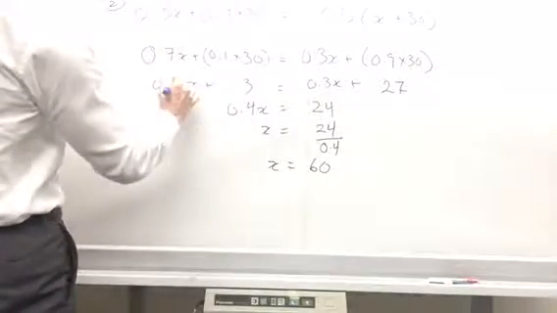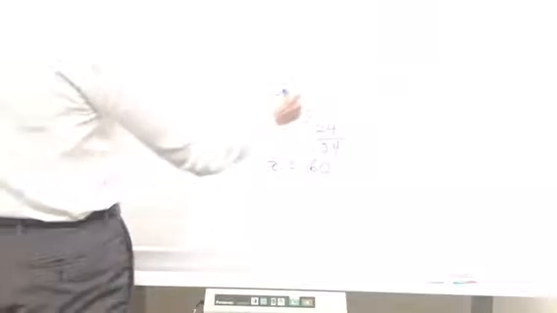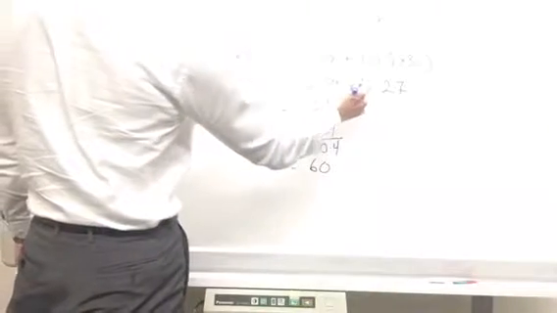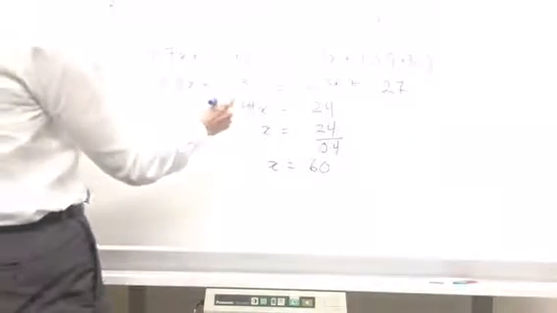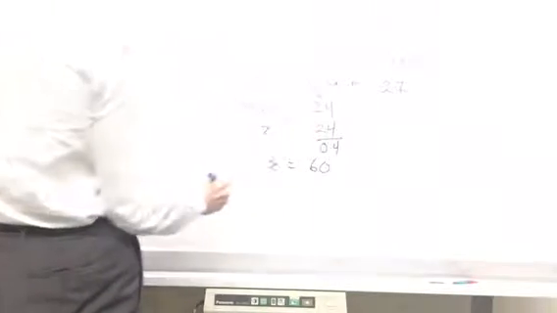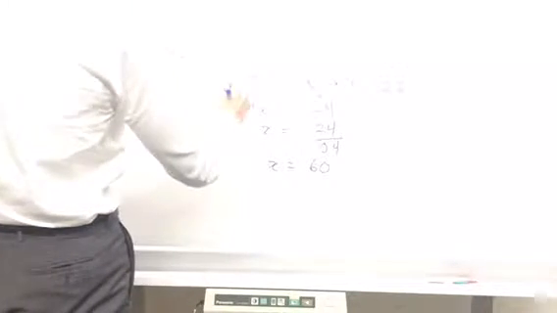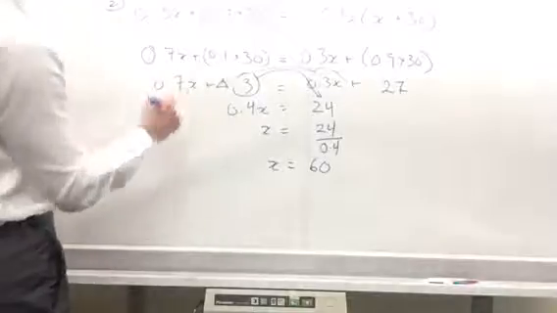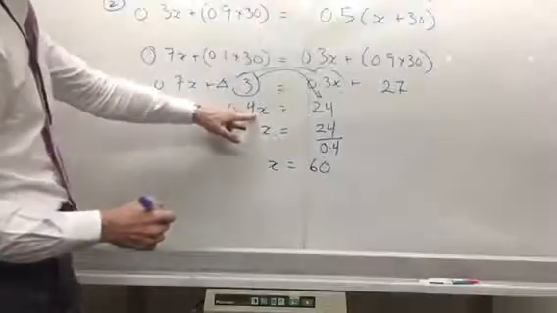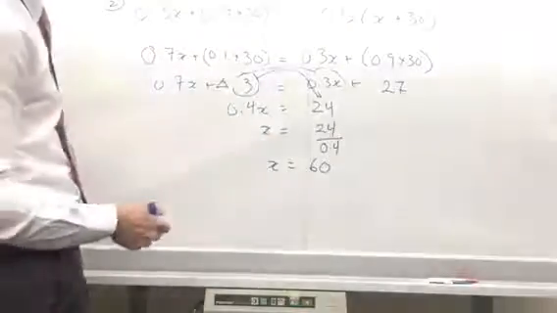So we expand here, we get 0.7x plus 0.1 times 30 equals 3, and then we get 0.3x plus 27. Then I move the 3 over to that side, and I get 24, because 27 minus 3 is 24. And I move the 0.3x over to that side, and you get 0.7x minus 0.3x, which equals 0.4x. So now I'm down to something pretty simple, 0.4x equals 24. Well, then I have to solve for x.